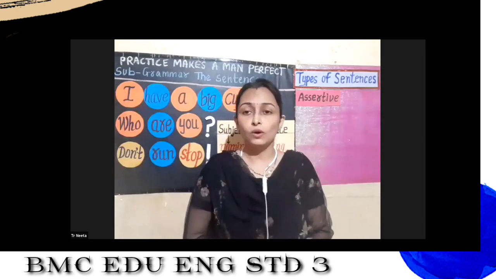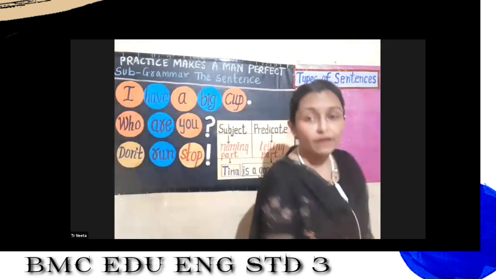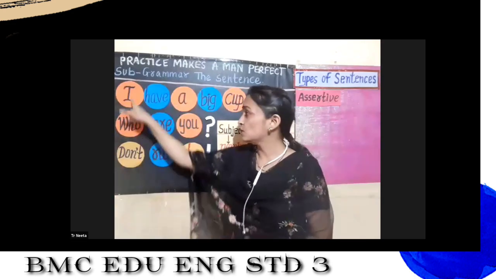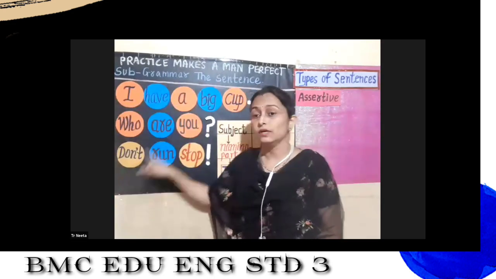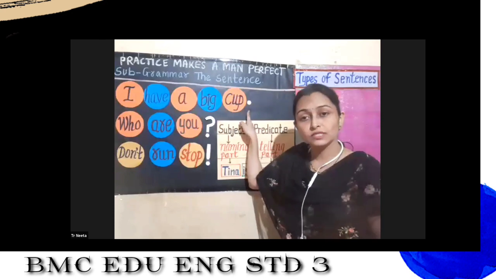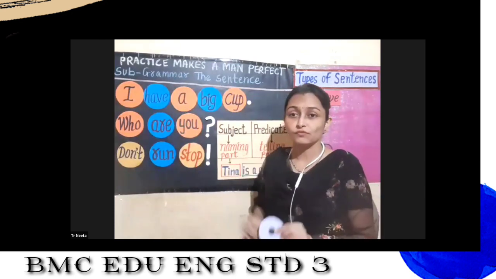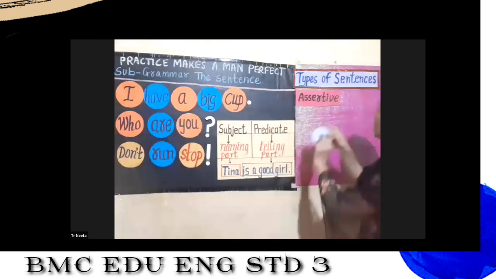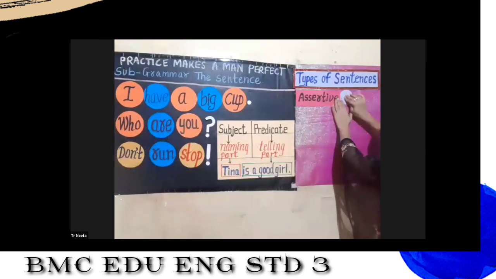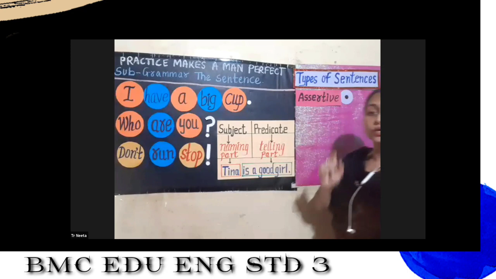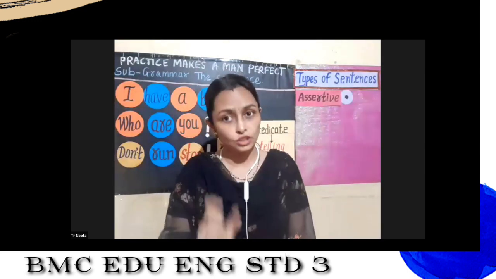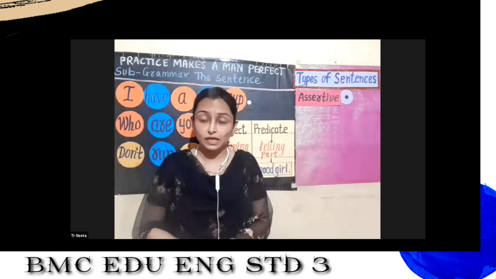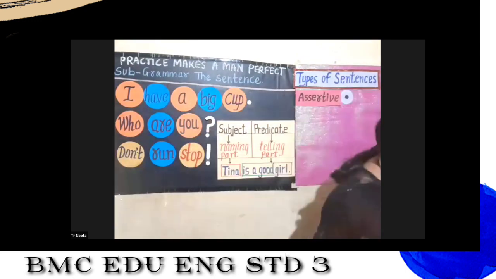Okay, now for this, whenever we write a normal statement, every time the first rule is to write in a capital letter, and at the end of the sentence, what we have to do is put a full stop mark. So in an assertive type of sentence, we have to put what? A full stop.